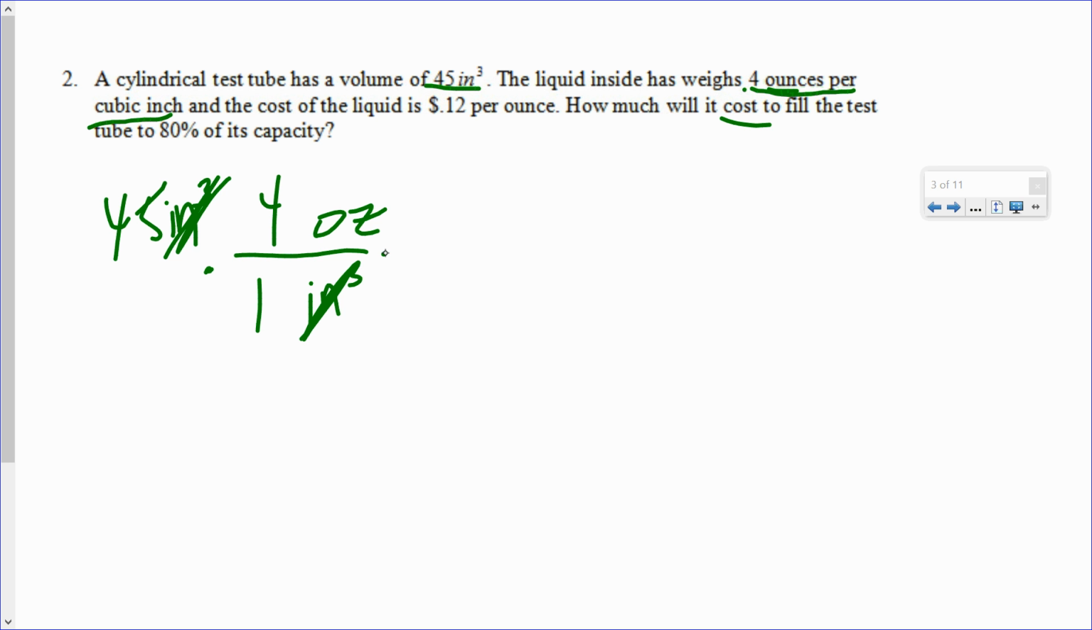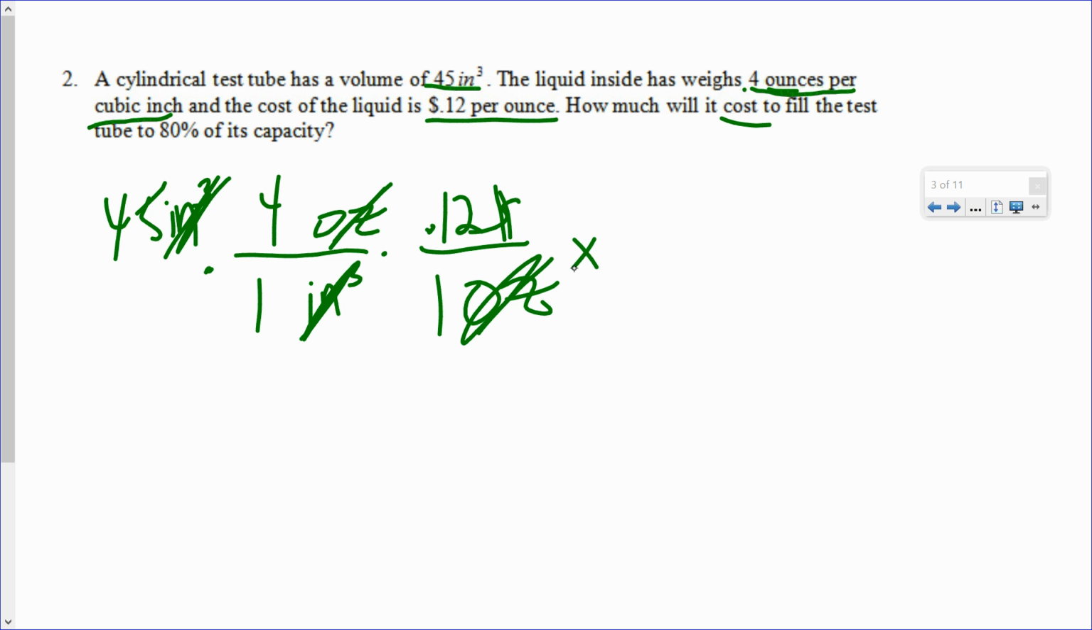So now I'm going to read through the question for ounces. Boom, there it is. I'm going from ounces to money. It's 12 cents for 1 ounce. Ounces are gone. Now that I have cost, that's what I wanted. Now I look for any type of percent or quantity. I do see a percent here.